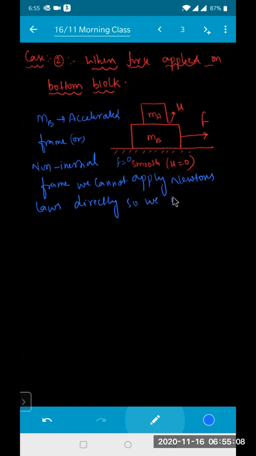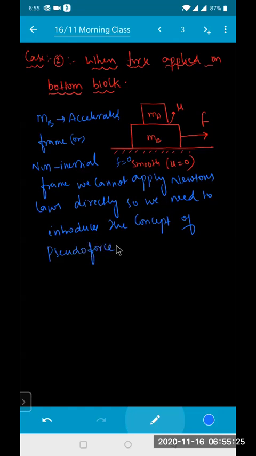So we need to introduce the concept of pseudo force. I told you about pseudo force in the chapter. So now what is MB? MB is an accelerating frame, also called a non-inertial frame. So we cannot apply Newton's law directly. So we need to introduce the concept of pseudo force at that given condition.